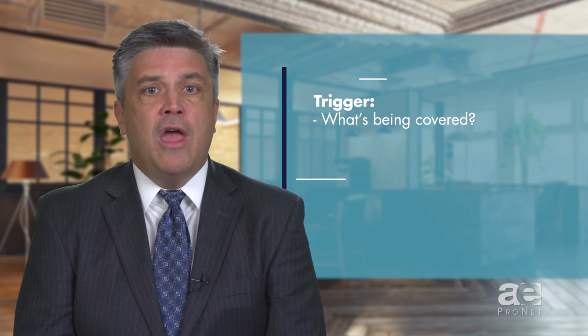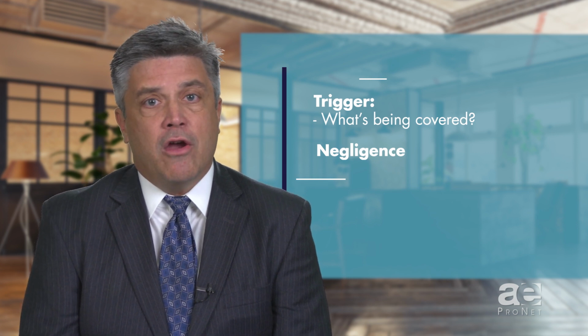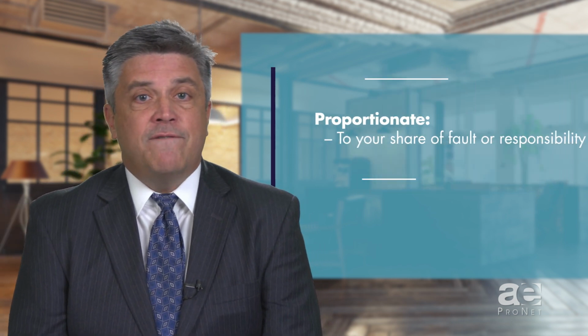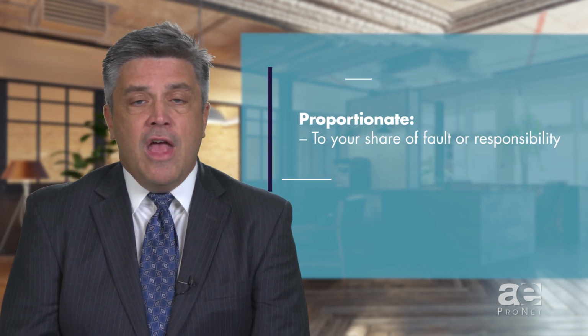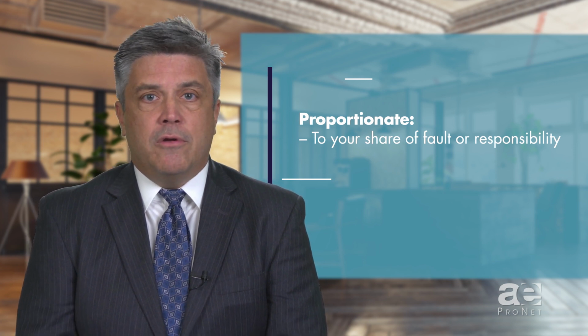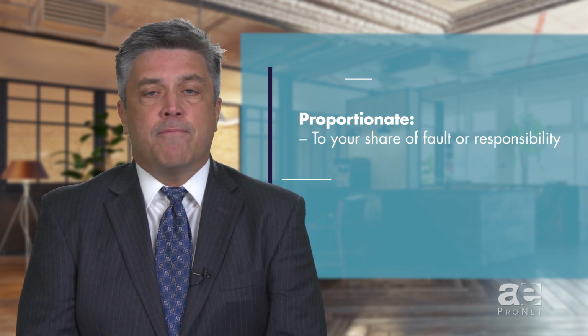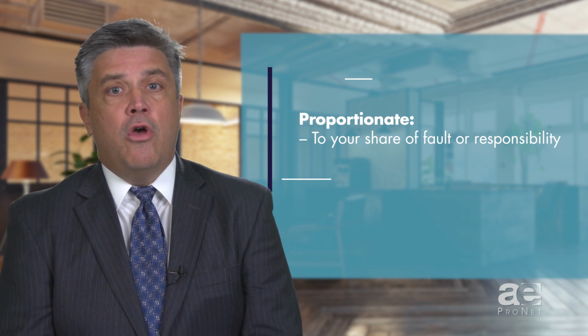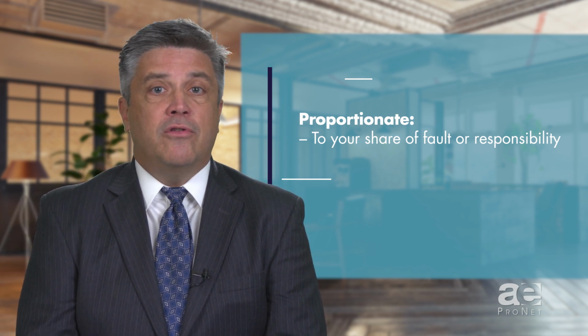The first of them is the trigger. What's being covered? And because it is what you're insured for, because it is the area of responsibility, it should be built around the concept of negligence. Not any random act or error, because you're not supposed to be perfect. It's that negligence that falls below the professional standard of care. That should be the covered issue. It should be proportionate, and that's one of the offenses of many of these indemnity and defense clauses. They will make you responsible not just for yourself, but for other people as well. And so to make it proportionate to your share of the fault or the responsibility is absolutely critical to what's taking place there.